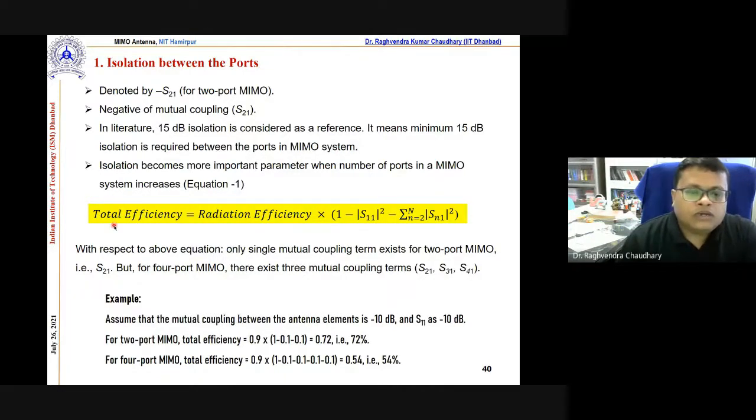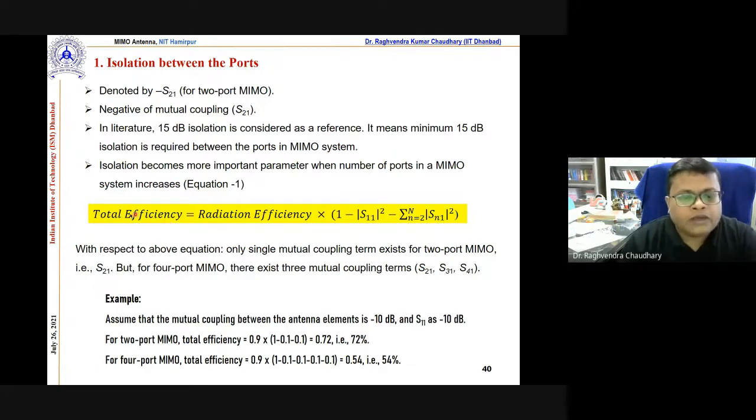Now, this isolation affects the total efficiency very much, and here is the relation: the radiation efficiency multiplied by 1 minus S11 squared minus all the mutual couplings. Here you can see that if this is 0, we may improve the total efficiency. Theoretically, if this is 0, we improve the efficiency, but this is not practical. We need to find ways to handle it.